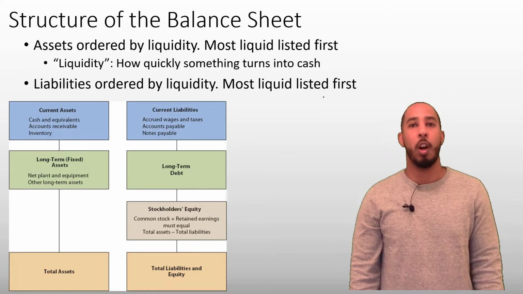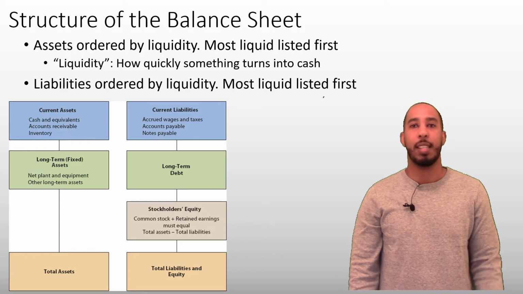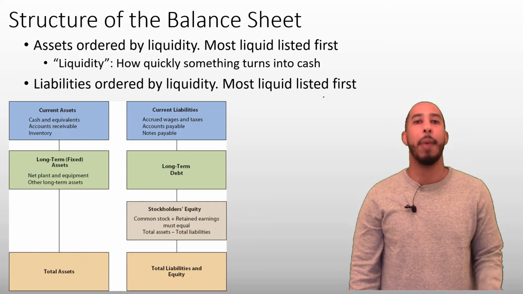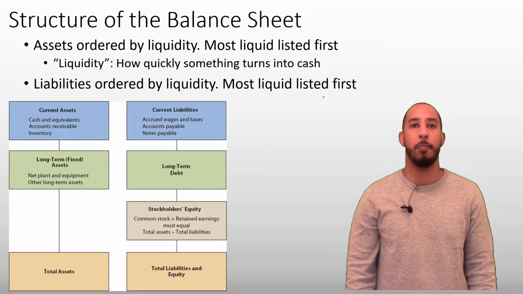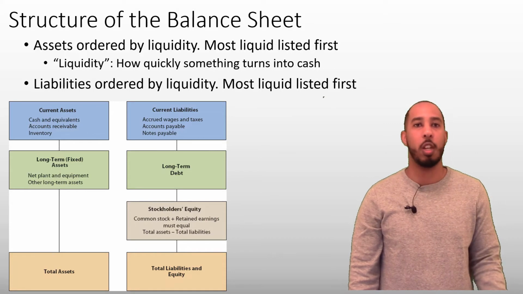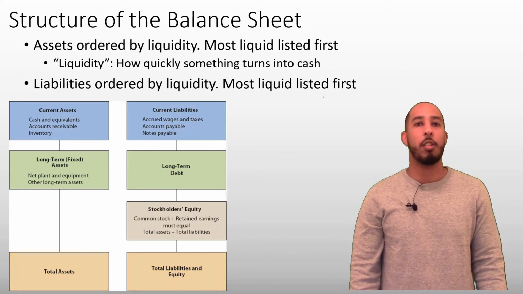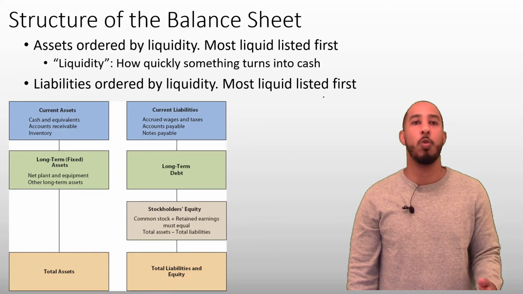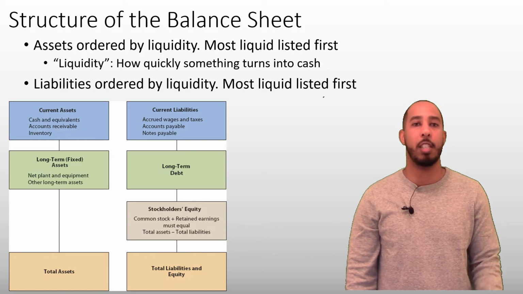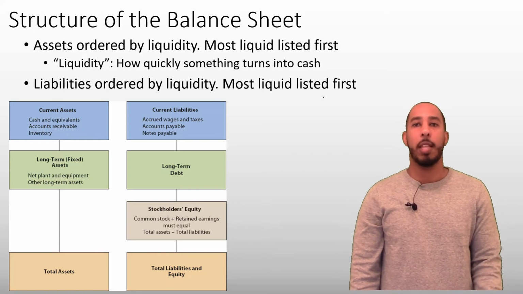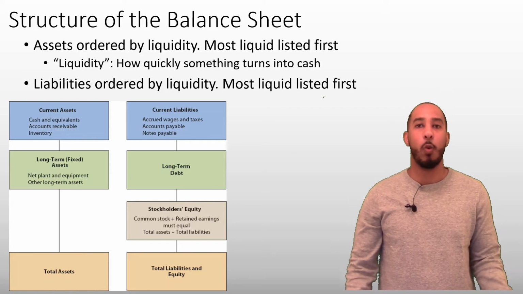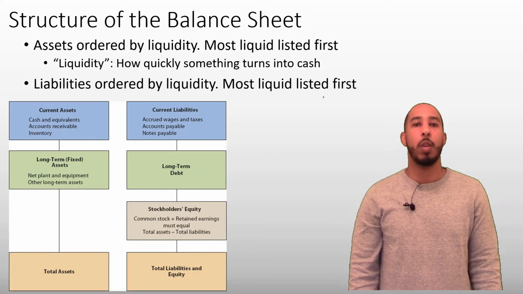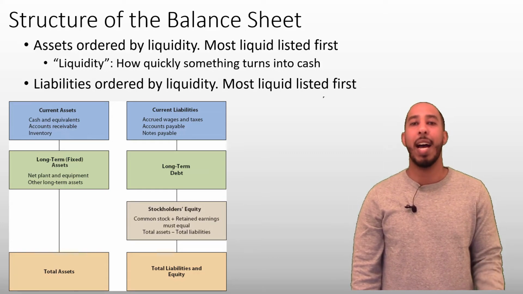We have the same structure on the liabilities and equity side of the balance sheet. At the top are things like accrued wages and taxes. These are our most liquid liabilities. We're going to have to pay these items off with cash sometime in the near future. Following that is accounts payable and short-term debt like notes payable. Then comes long-term debt. Again, notice everything is ordered in terms of its liquidity. How soon will we have to pay these things off with cash? Following long-term debt is the equity section. How liquid is equity? Well, it's very illiquid. That's why it's at the bottom. Remember, equity represents ownership, and equity does not need to be repaid.